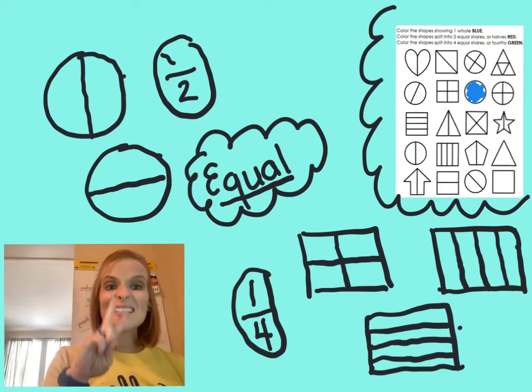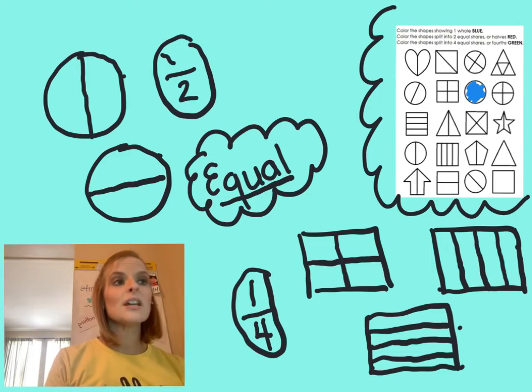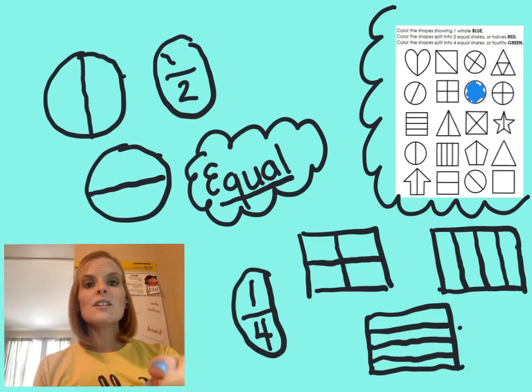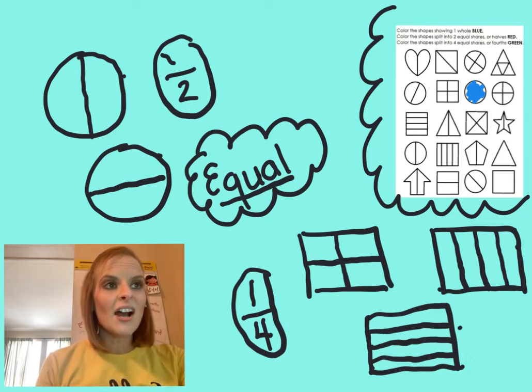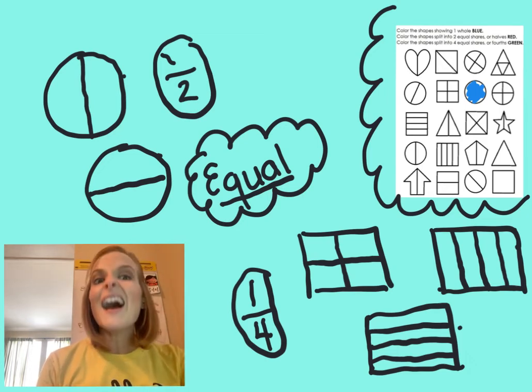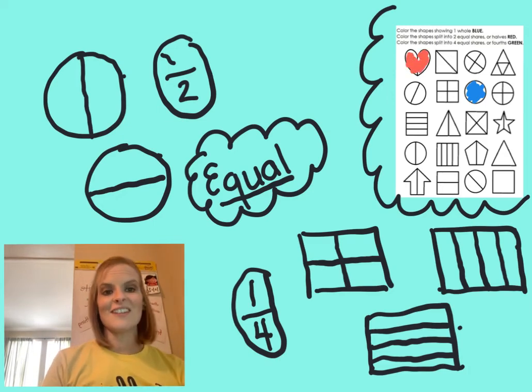Now, let's look at the second direction. Color the shapes split into 2 equal shares or halves red. So we're looking for those 2 equal parts or shares. And I see up here this heart. What color am I going to color it? Yes, red. Thank you. I'm going to shade it red.